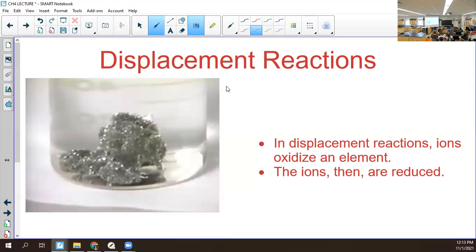All right, so right here, this is copper 2 sulfate. So write this reaction out there, right? Copper 2 sulfate. If you don't remember that formula, see if anyone around you does.